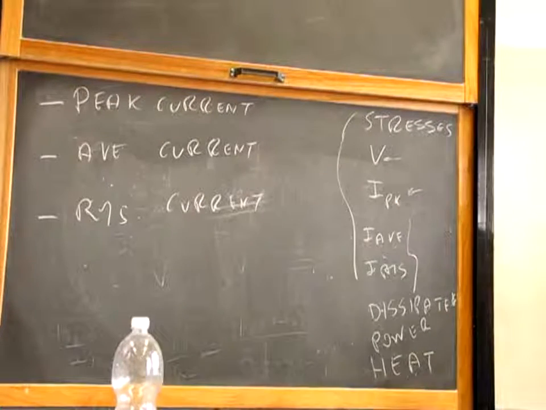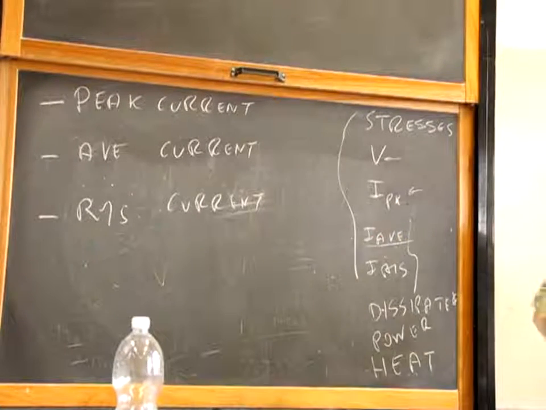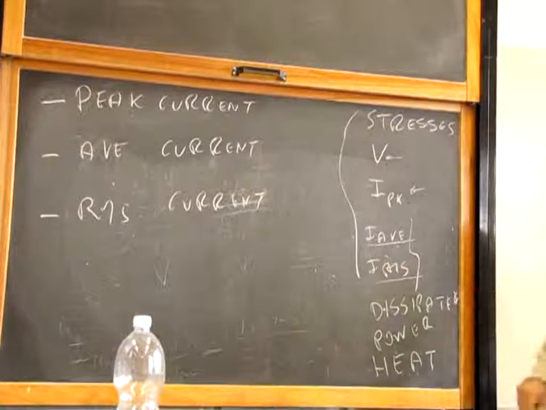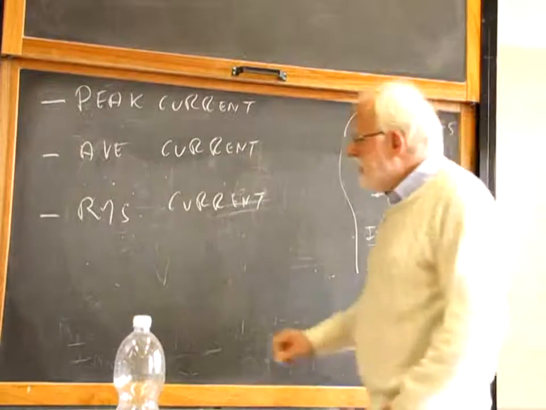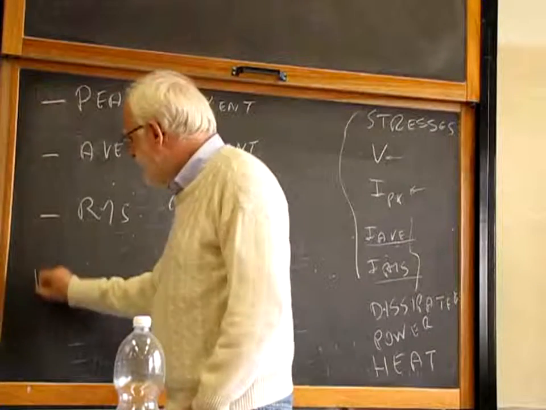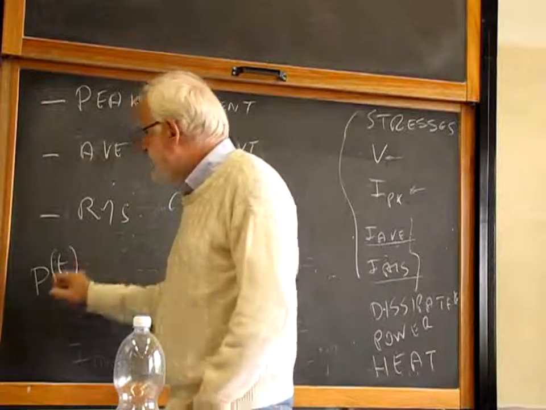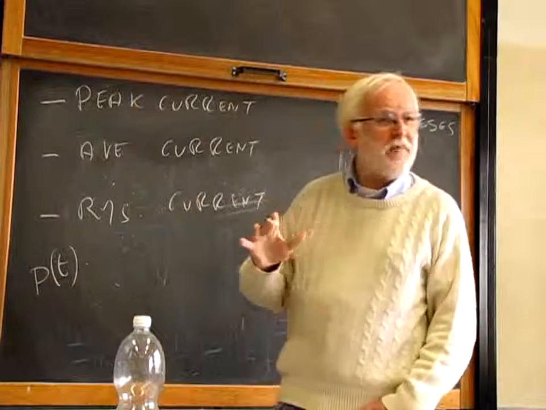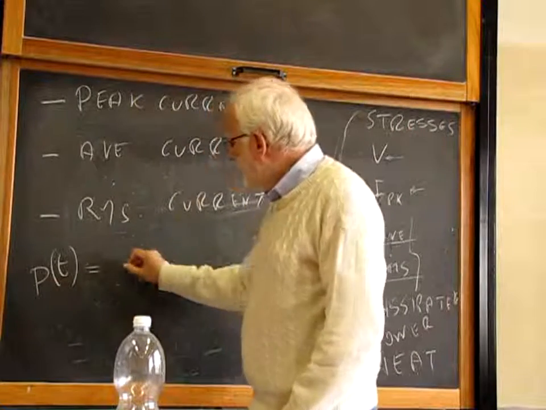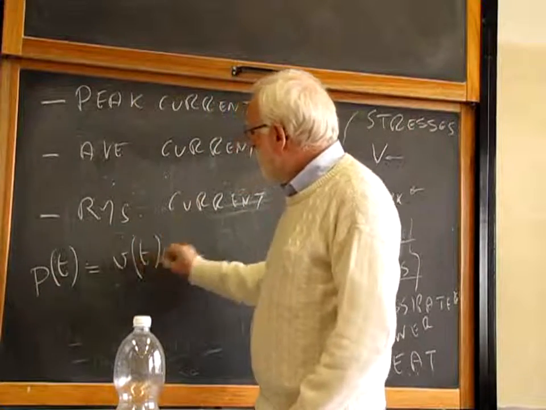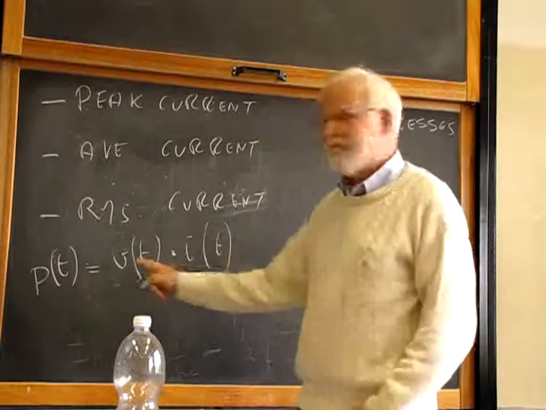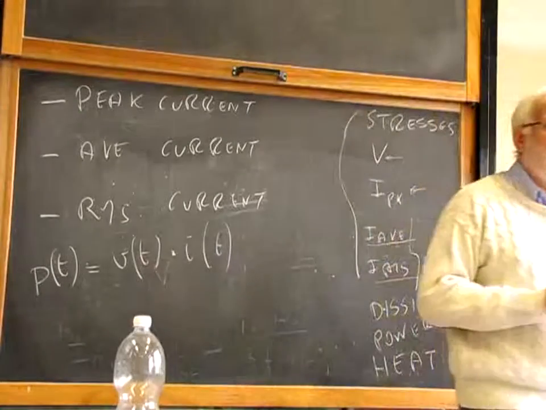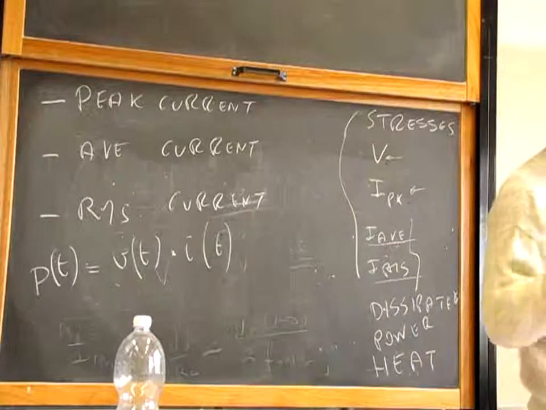And we need both of them. In some cases we need an average, in other cases we need RMS. And the idea is this one. What is important is that the power dissipated as a function of time for any component equals the voltage across the component times the current through the component. This is easy: just P equals V times I. This is the instantaneous power.